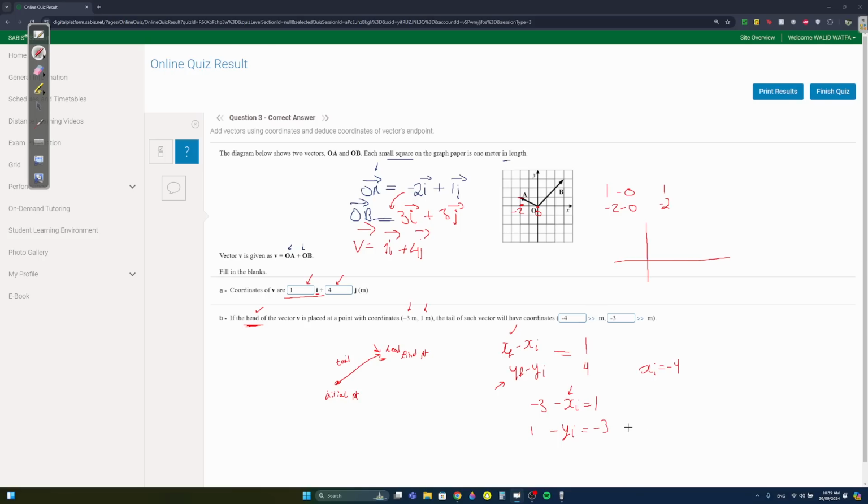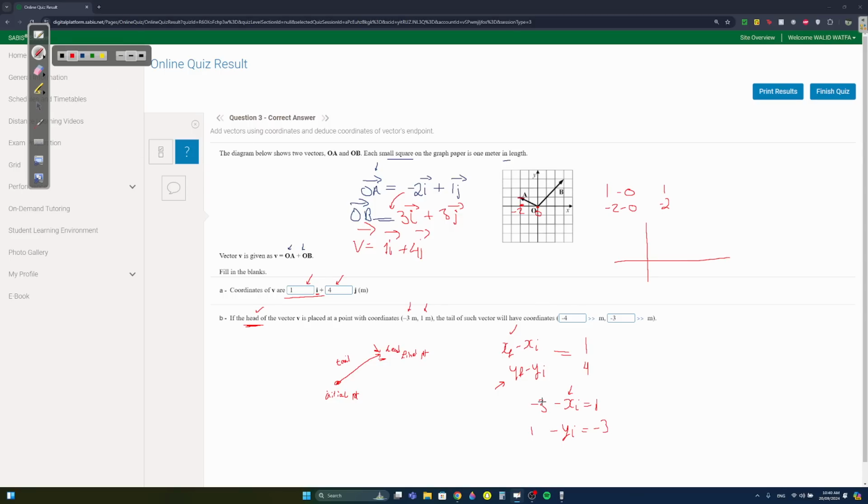Am I bugging? Final minus initial. Do I not know how to solve math? Minus 4. Oh my God, I switched them. Why did I switch them? Am I tweaking?